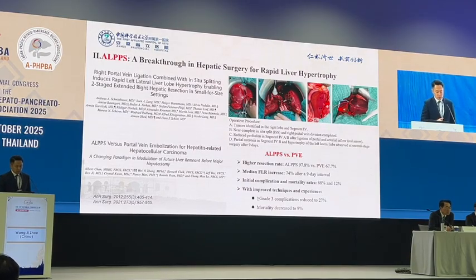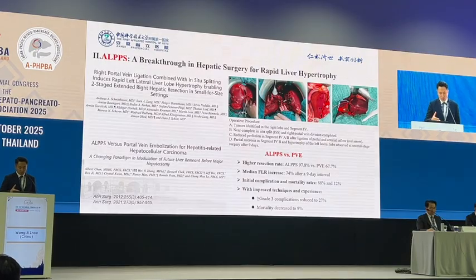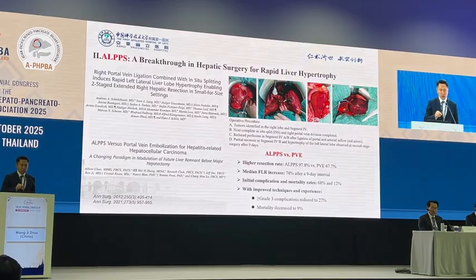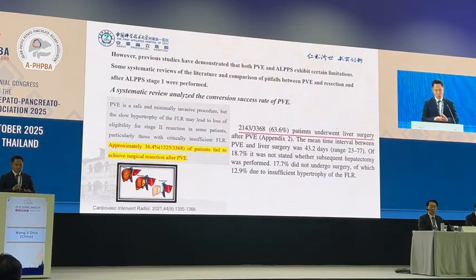Let's talk about the ALPPS. We feel that it's a breakthrough in hepatic surgery for rapid liver atrophy. It has higher resection rates and a higher median FLR increase, but we have to admit that it may have higher initial complications and mortality. It is suitable for very selective patients and very experienced surgeons. So, which one is better?